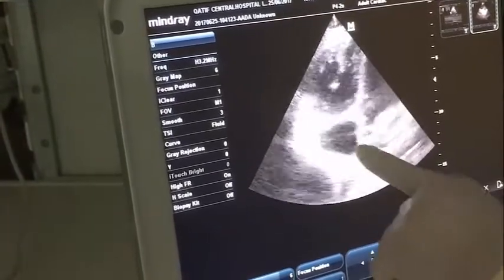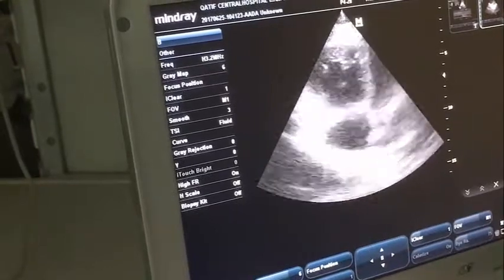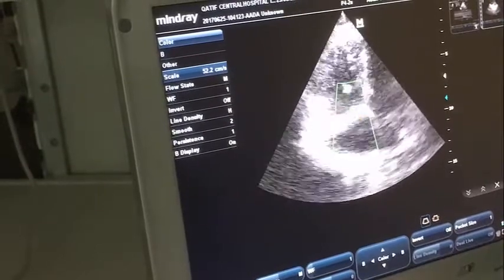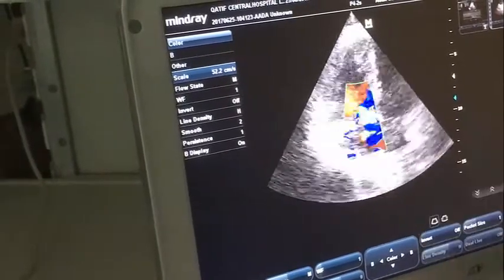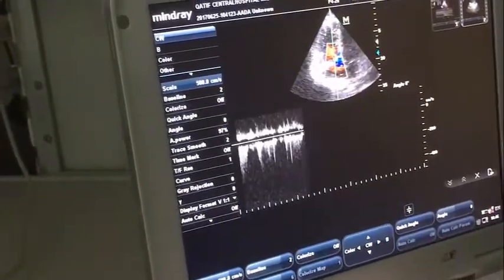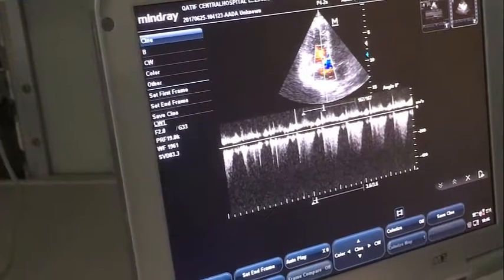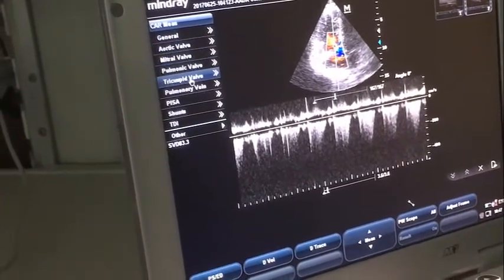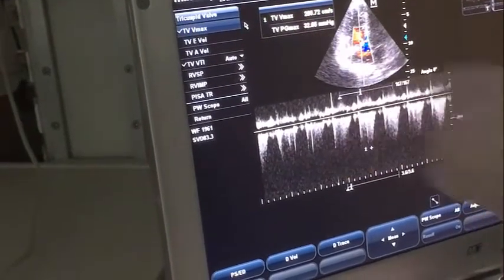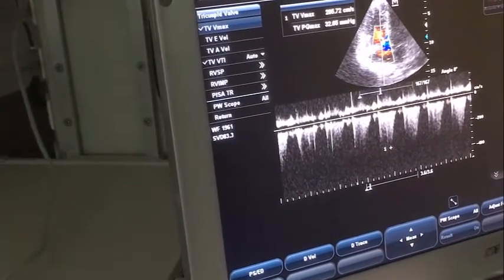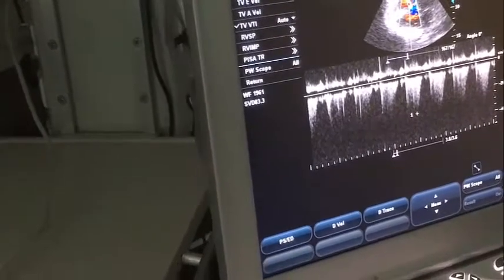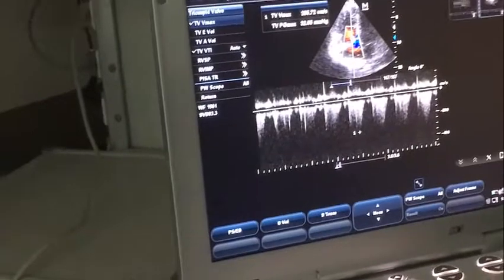Before I do that, I need to measure the tricuspid regurgitation for the pulmonary hypertension. I will put color here. You see, very clear tricuspid regurgitation. I will put continuous wave doppler. I will freeze. I will measure the tricuspid regurgitation to the maximum to get the pulmonary hypertension. Here it is 32. We'll add 10 for the inferior vena cava. That means it's 42. That means the patient has mild pulmonary hypertension, which goes with an acute event.